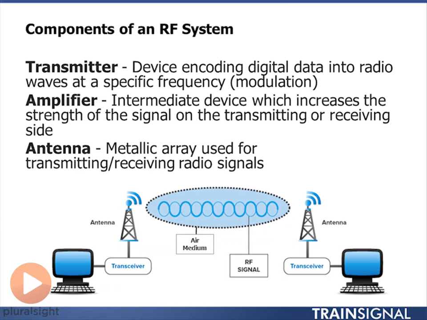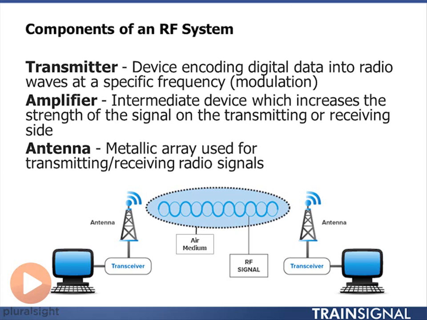Let's talk about the major components of a wireless system. So the first thing is a transmitter. A transmitter is what's actually going to take your ones and zeros and create the waveforms such that they can go out over the air at the desired frequency. And this is referred to as modulation. So I'm taking your ones and zeros and modulating them such that I'm creating waveforms which will go out over the air. An amplifier is just an intermediate device that alters the strength of the signal.